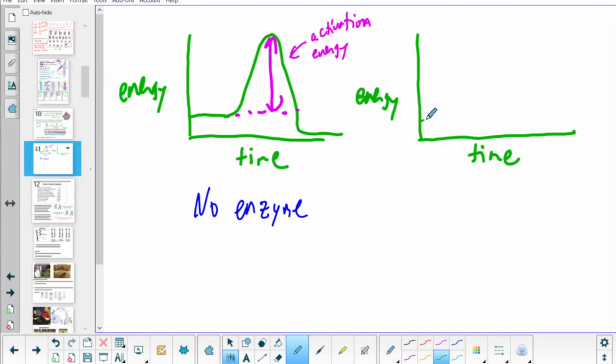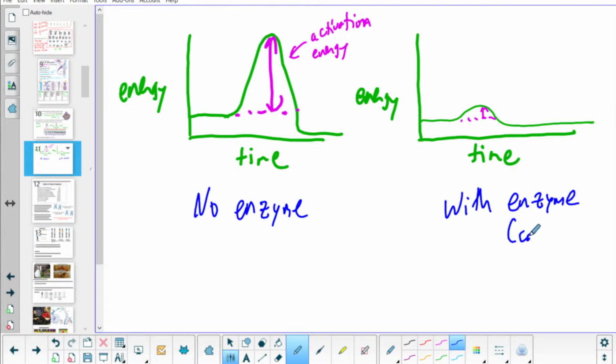If, however, you take an enzyme, now there are things that do this that aren't enzymes. In chemistry, we call them catalysts. So an enzyme is a type of catalyst. A lot of chemistry can be just finding the right catalyst to make a reaction go.